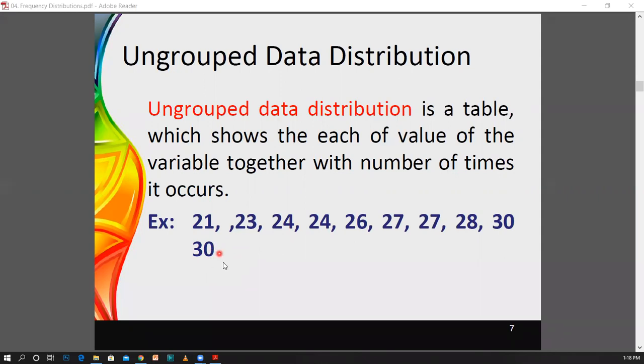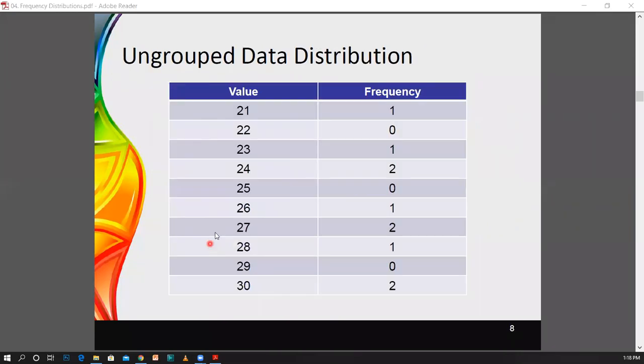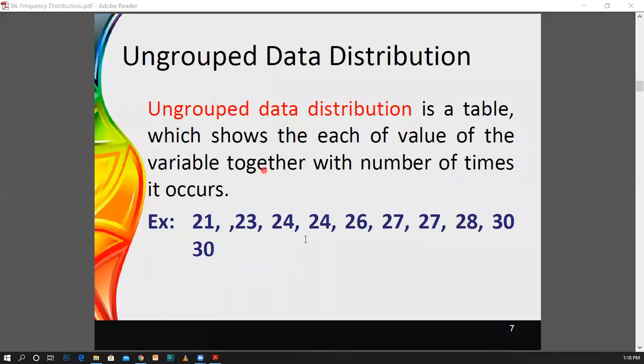But anyhow, if you rearrange the data in an ordered manner, it would be really easy for you to construct this ungrouped data distribution. But there is no hard and fast rule saying that you have to rearrange this data in an ordered manner. Therefore, if you look at this ungrouped data distribution, you can see the values start from 21 and go up to 30.